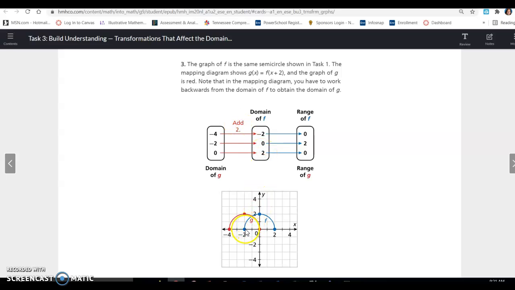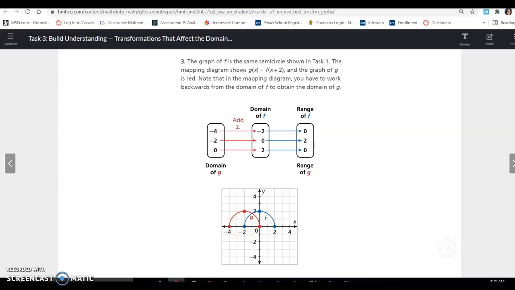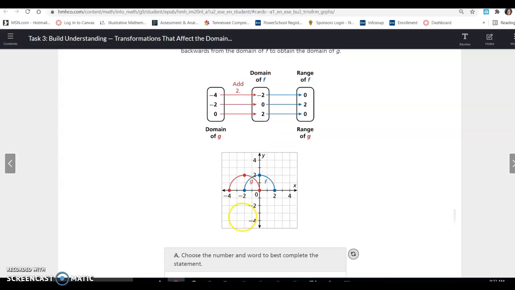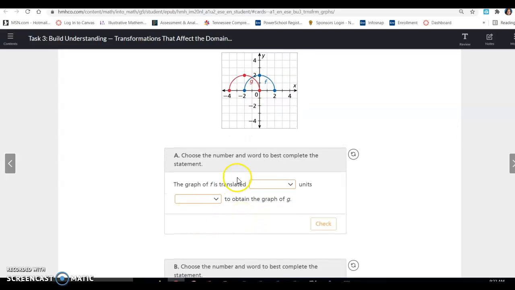You can see on the graph that these points are your original domain and range, and the whole thing has shifted to the left. So when it's x plus 2, it's going to shift to the left. Now choose the number and words to best complete the statement. The graph of f is translated 2 units left to obtain the graph of g.